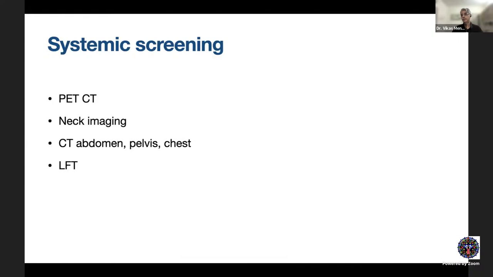I'm particularly using the word CT and not ultrasound here, because many a times we have seen that ultrasound can miss small metastasis in the liver. So CT is a better modality that way. And LFTs as well, to know if there's any metastasis in the liver which is causing some disturbance of the liver function, although that usually happens very late, and for a long time we will not see any disturbance of the liver function.